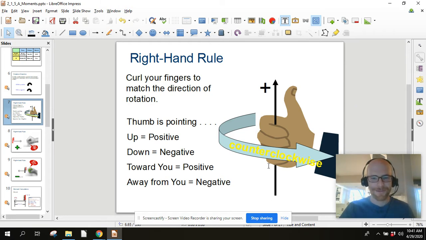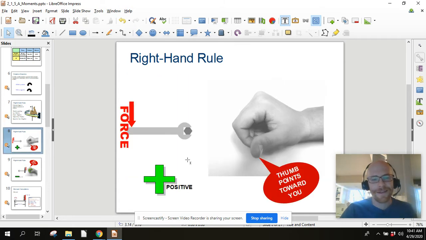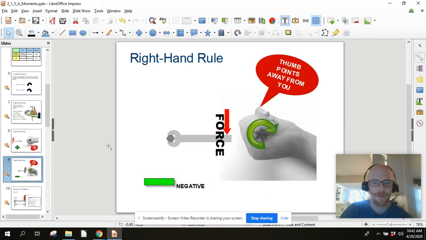So that's what it means, and it's going to go over that a couple times in this next slide. Here's a force going down on this wrench. If you have your thumb and you're looking at it and say, okay, my fingers line up and match the way this thing would be turning, it's going to be positive. I'm going to have a positive movement. It's counterclockwise. Okay, negative. So if I'm going this way, it's going to be negative.